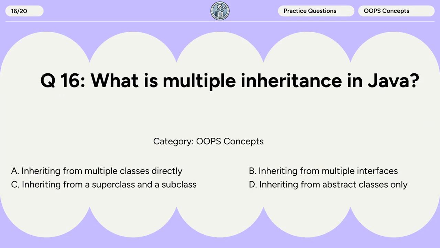Question 16. What is multiple inheritance in Java? A. Inheriting from multiple classes directly. B. Inheriting from multiple interfaces. C. Inheriting from a superclass and a subclass. D. Inheriting from abstract classes only.